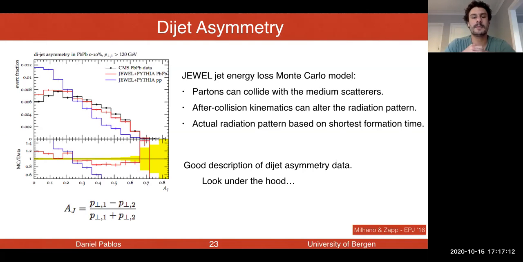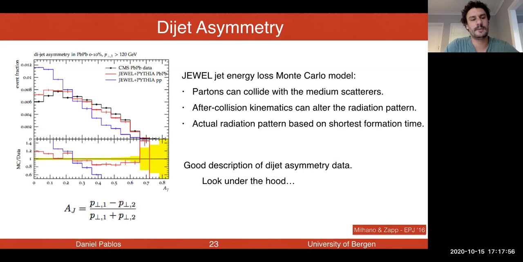Then these new kinematics could potentially lead to a different splitting process, a different radiation pattern. Then, in order to decide whether this new radiation pattern is assumed or not by the actual shower, you do a check on the formation times. You check which formation time is shorter. This naturally includes the LPM interference effect, which is an interesting effect. It's a destructive interference in which radiations that are not yet well formed can get corrected or destroyed by collisions with the medium, and JEWEL does exactly that.